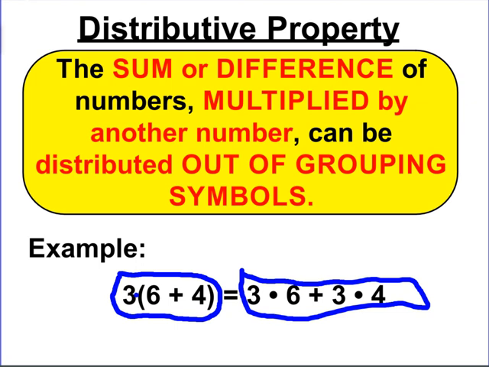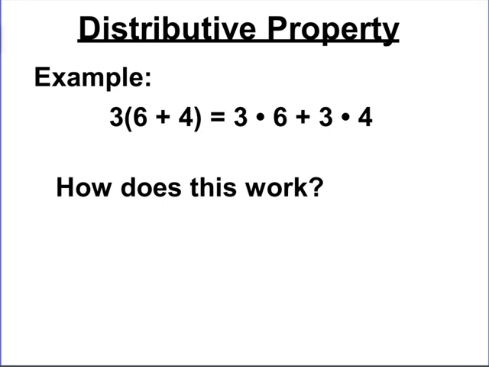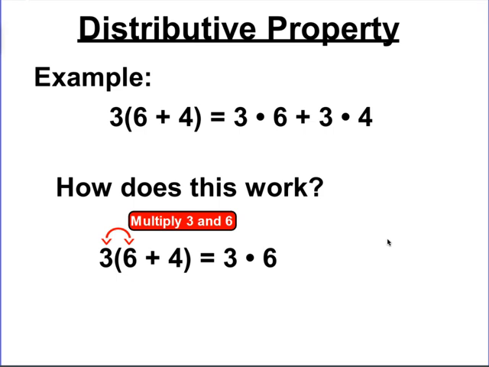Okay, so how do we do that? Or how does it work? That's what I'm going to ask you. How does this work? So the way it works is this. You start out with your problem here, and you take the number outside parentheses, the 3, and you multiply it by the first number, 6. You write that over here, 3 times 6.